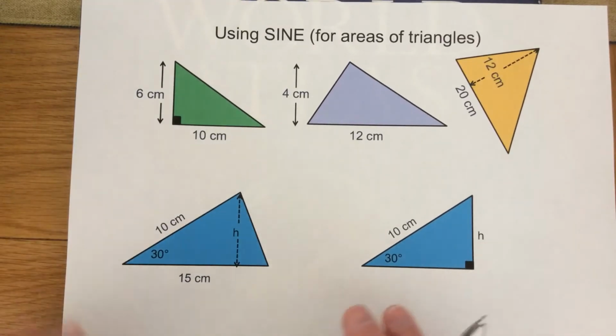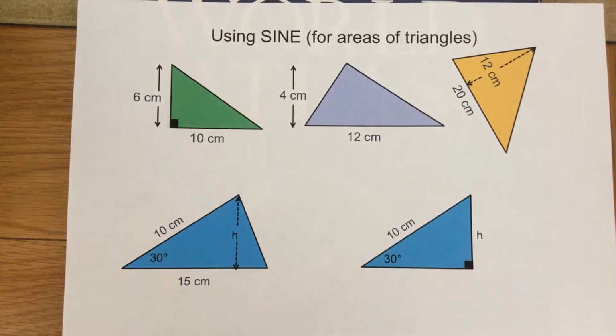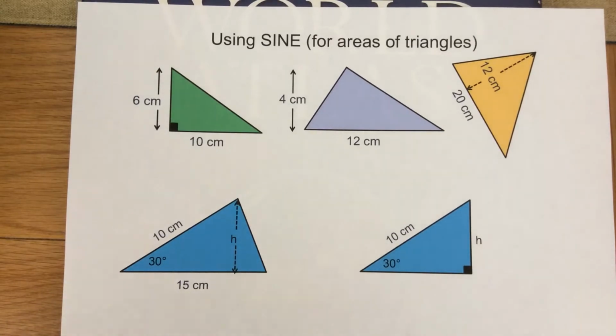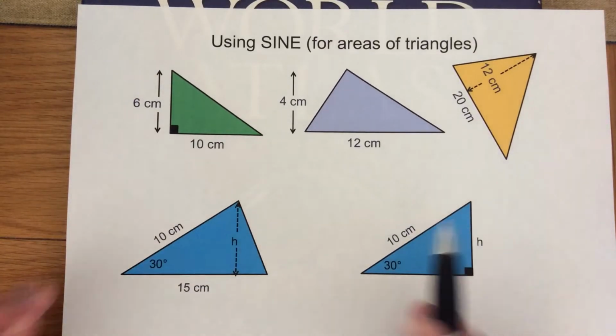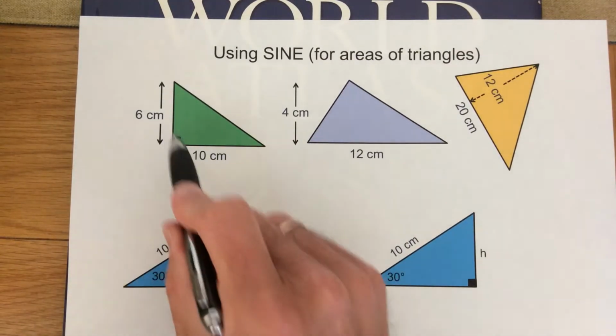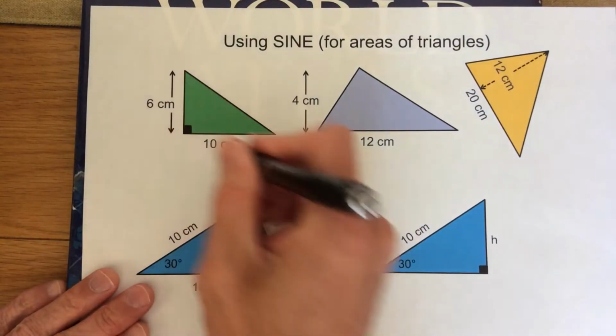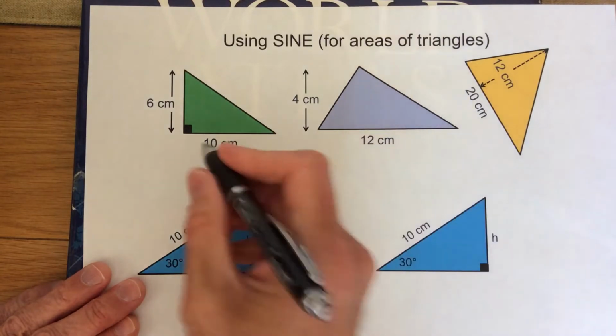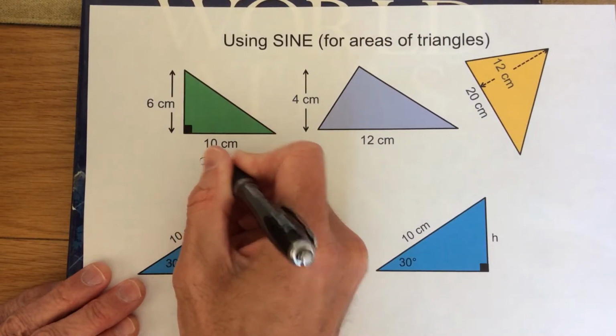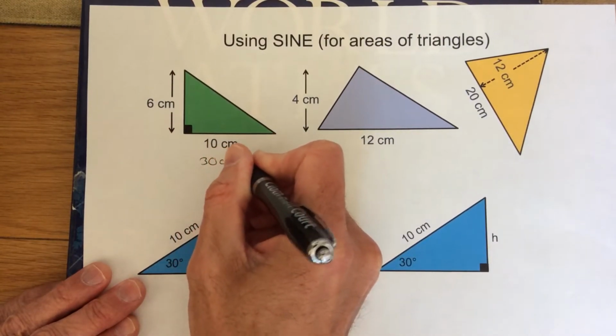So I'm going to show you, as an introduction, the kind of thing you need to be able to do. Okay, we're going to start with some simple areas of triangles. So this one, for instance, dead easy. You've got a perpendicular height 6, base is 10. So obviously you're going to do 6 times 10, half it, and you're going to get 30 centimeters squared for that one.